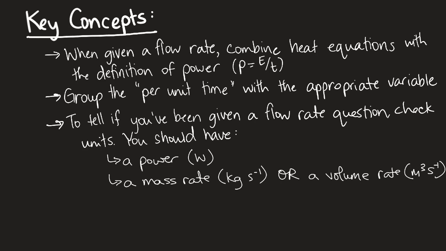And to tell if you've been given a flow rate question, check your units. You should have a power and you should have a mass rate, which is kilograms per second, or a volume rate, which is meters cubed per second. So either you should have both of those pieces of information, or you should have one and they should be asking you for the other. And if you're really stuck, just use units. Have a look and go, right, kilograms per second, what can I multiply that by to get a power, and work through units that way.